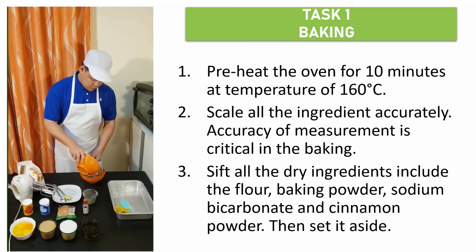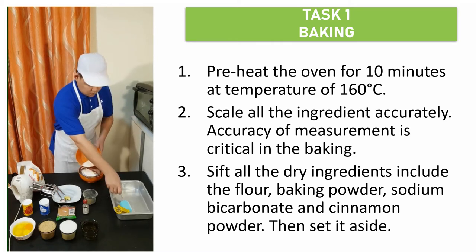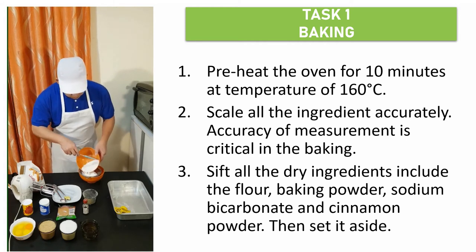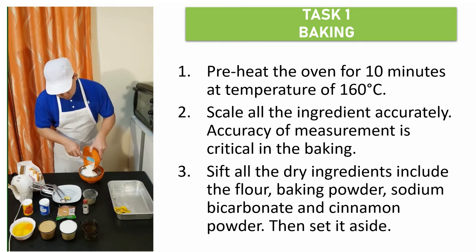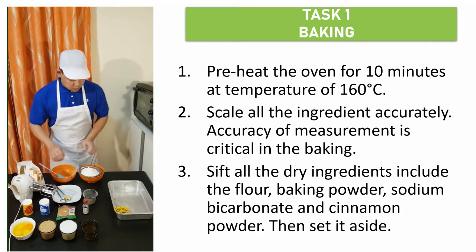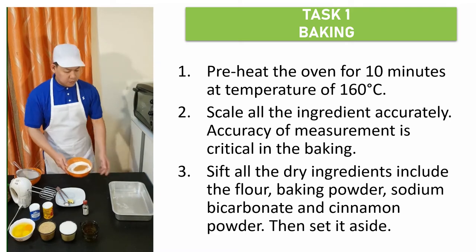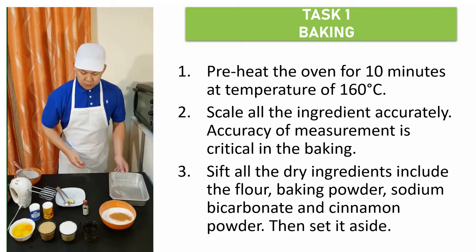Sieve all the dry ingredients, including the flour, baking powder, sodium bicarbonate, and cinnamon powder. Putting your flour through a sifter will break up any lumps in the flour, which means you can get a more accurate measurement. Sifted flour is much lighter than unsifted flour, and it is easier to mix into the other ingredients when making batter. After it's done, put them aside.